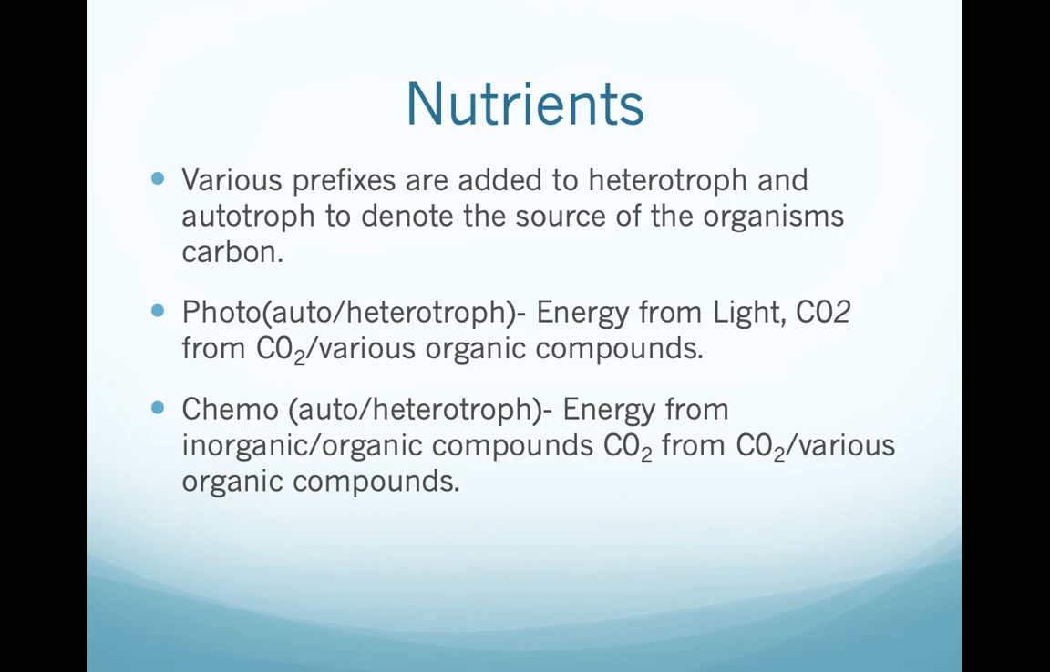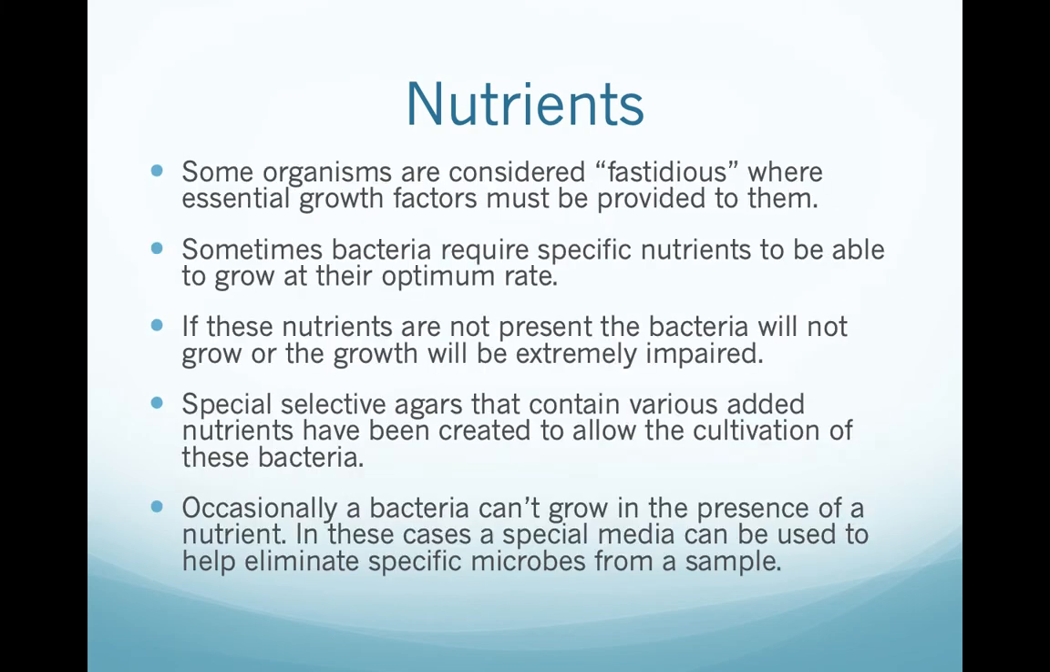Chemoautotrophs, chemoheterotrophs, chemo meaning chemical. We happen to be chemoheterotrophs. So these things will get their energy, excuse me, from some sort of non-light based structure. So they'll use chemical means to make food. Photoautotrophs use light to do that. Chemoautotrophs use chemical reactions to build up food. So that's kind of the difference between them.